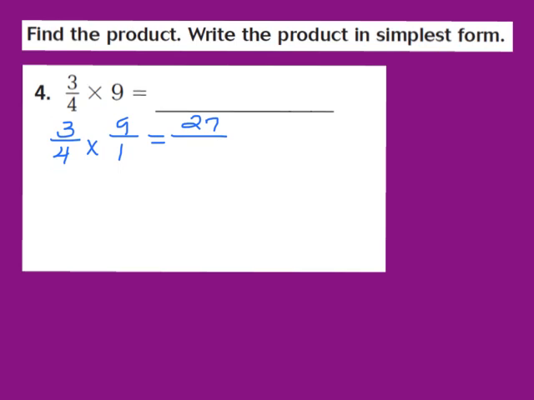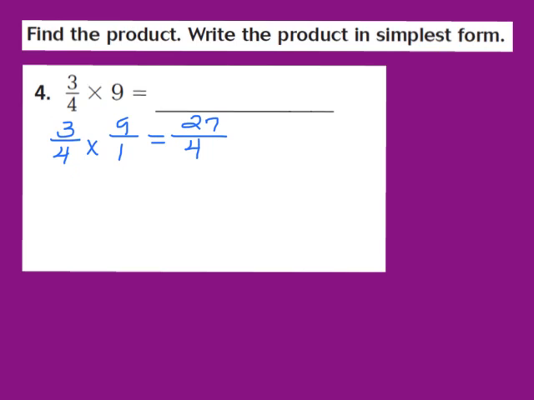Now my next step is to focus on my denominators. So I'm going to multiply the 4 times the 1. Once again, it's straight across. I know that 4 times 1 is going to give me 4, so I'm going to go ahead and write down 4 as my denominator in my product. Now my last step is to ask myself, is my answer in simplest form? Well, what I have is 27/4, which is an improper fraction. So I can't leave my answer as an improper fraction.